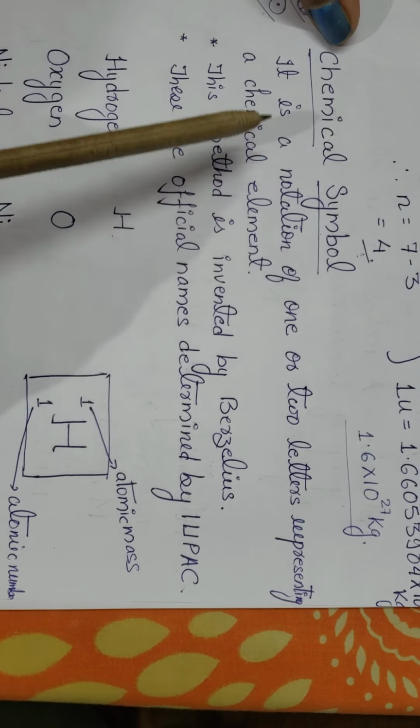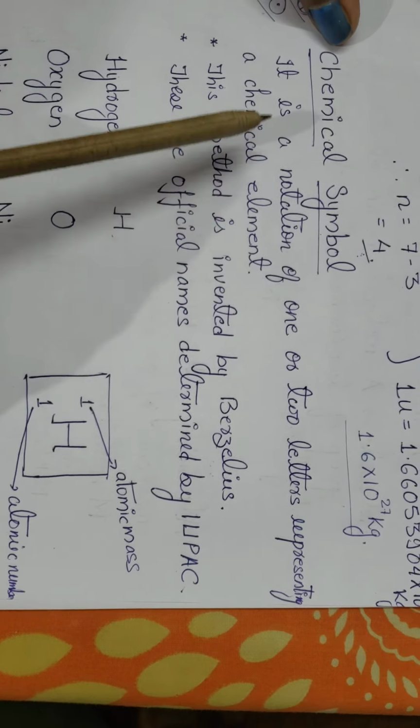For example, when we have to write hydrogen, we use the single capital letter H. When we have to write oxygen, we use the single capital letter O. This method of representing the symbols of the atoms or the elements was developed by Berzelius. Before that, a different method was used in which particular signs like a circle, or a plus sign inside a circle, or a dot inside a circle were used as chemical symbols.